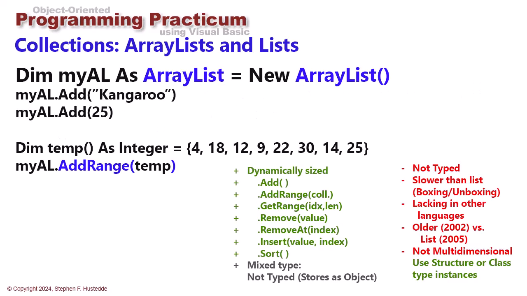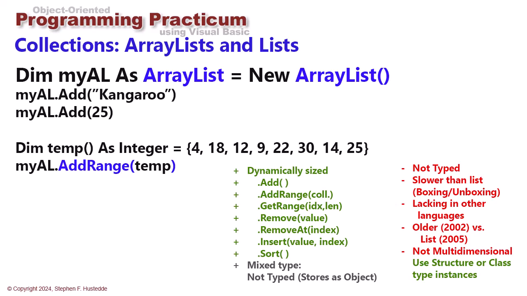An ArrayList, though, is a dynamically sized array. It automatically shrinks and expands as needed. And it can do that more efficiently than an array because it's not making a copy. So we have to create the ArrayList as a new ArrayList. It's an instance of the ArrayList class. And we can then add values. So I can say myal.Add. I'm going to add a string of "kangaroo", but I can also add an integer value, myal.Add 25.